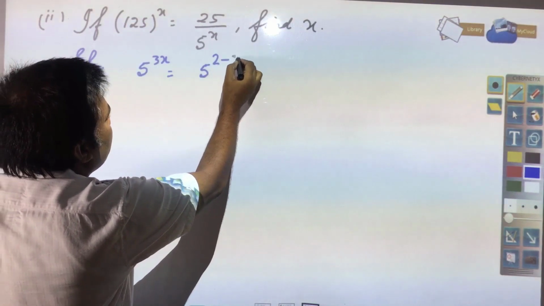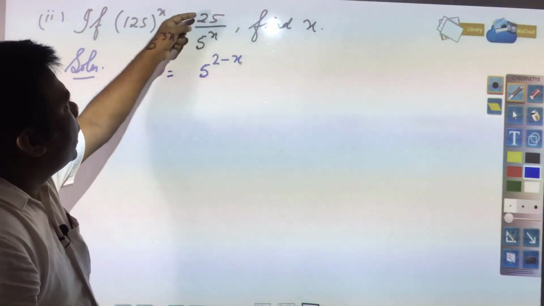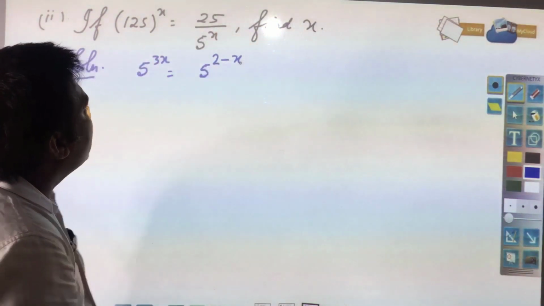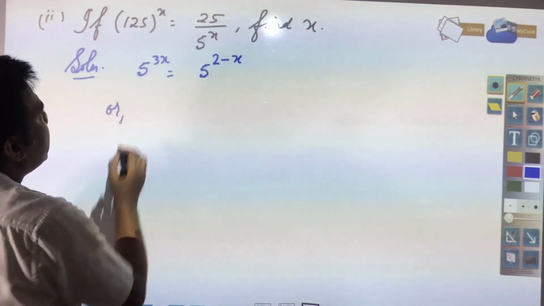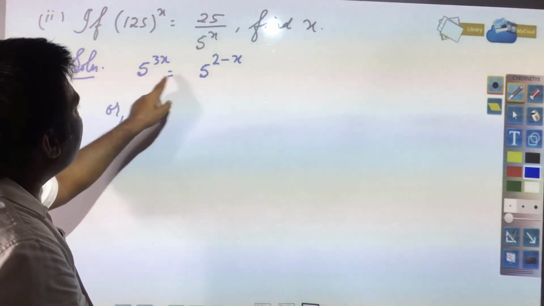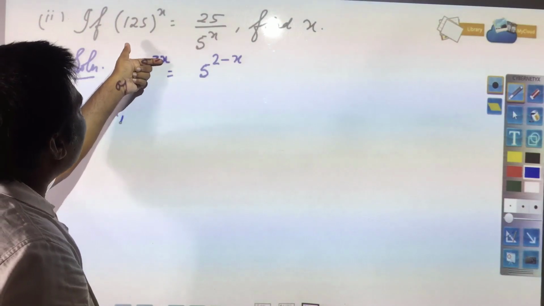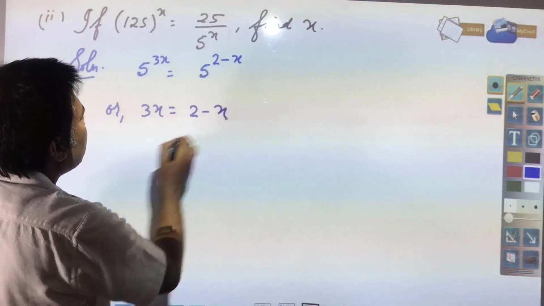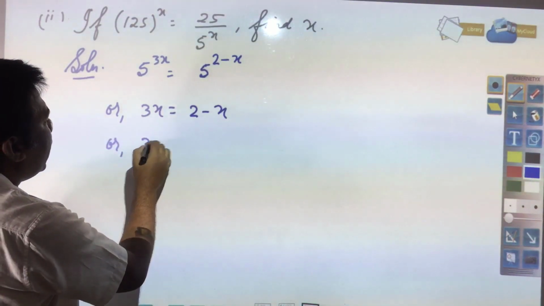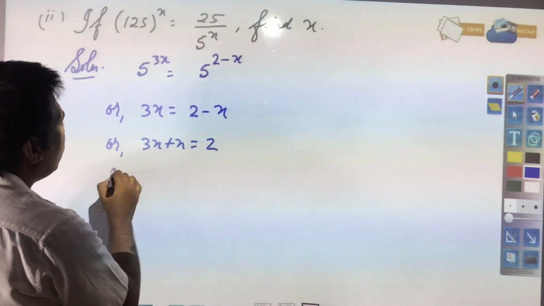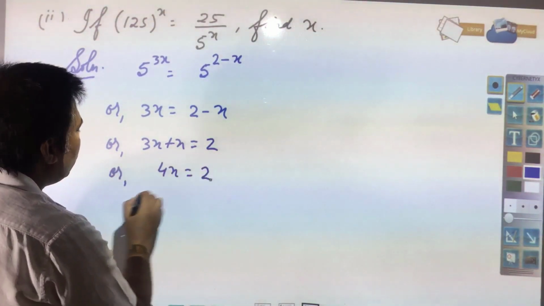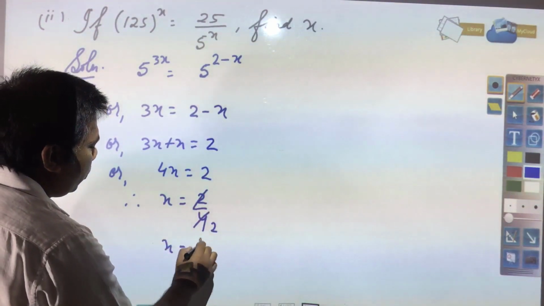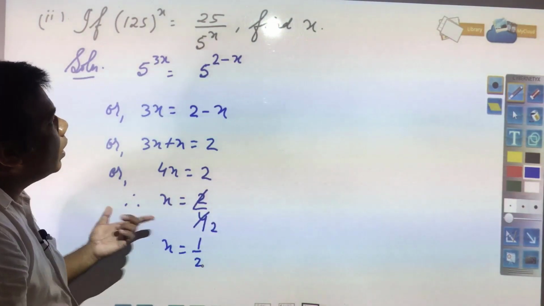So, this can be written as minus x, a to the power m by a to the power n is equal to a to the power m minus n. Here you see the base you have is the same, and that is why your exponents will be equal. So, 3x will be equal to 2 minus x, or 3x plus x will be 2, or 4x is equal to 2, and therefore, x is equal to 2 by 4. It means x is equal to 1 by 2, and this will be your answer.